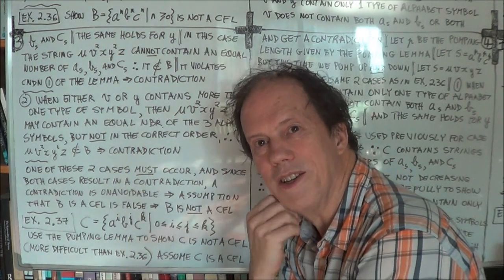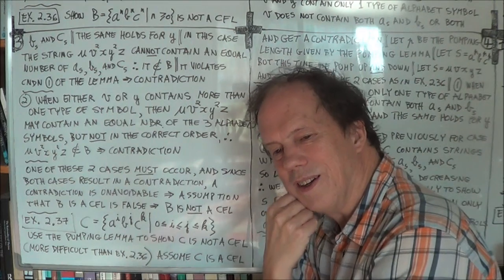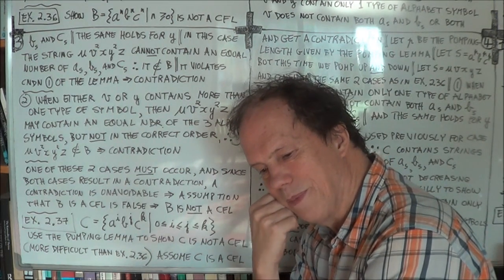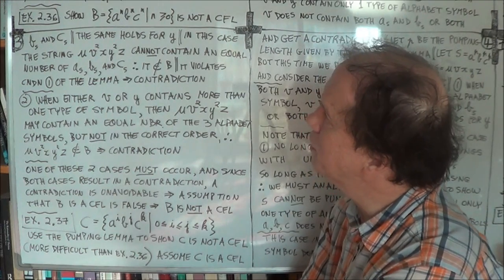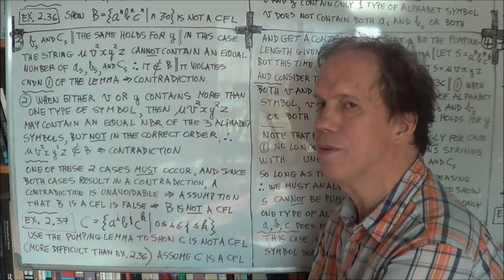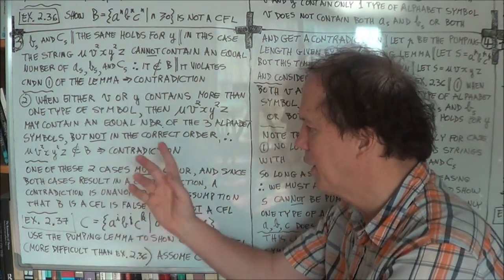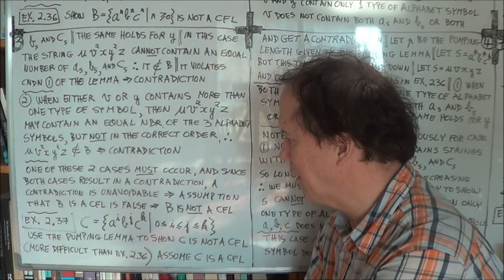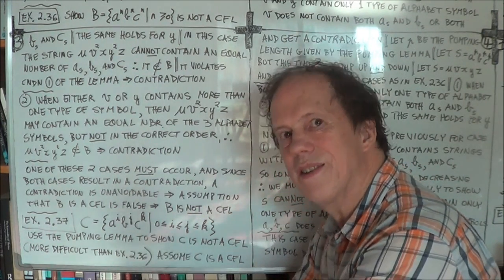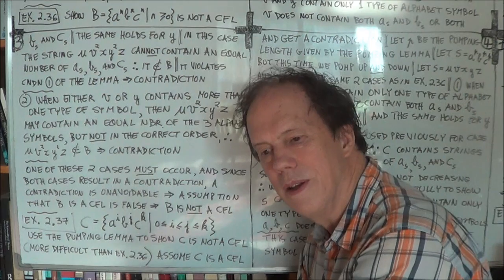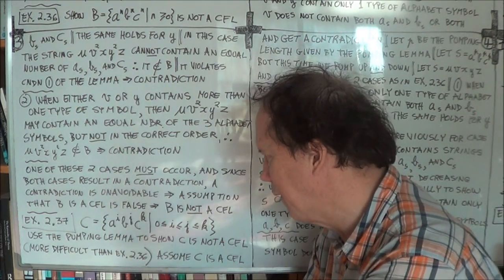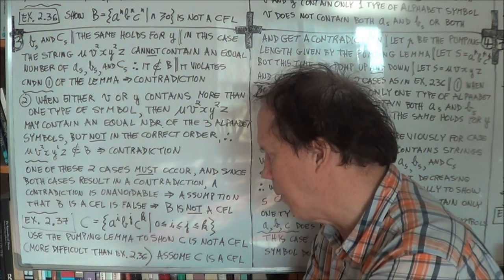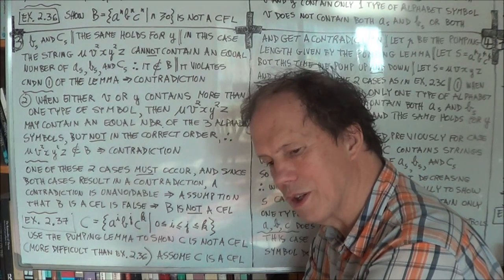Now that we have a clear idea on how to calculate the pumping length for a context-free language, and what was it, the formula? It's little b to the power mod v plus 2. Okay, so each language has its own pumping length, so this language will have a pumping length. Oh, wait a minute, it's not context-free.